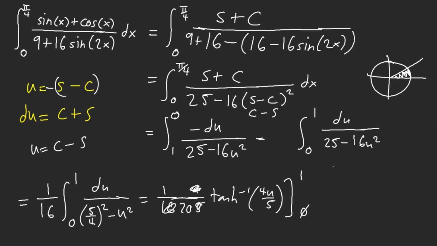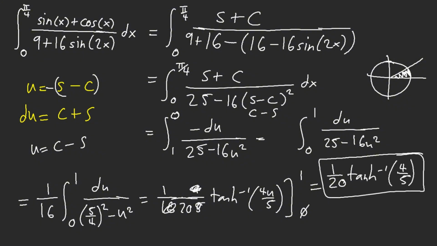So our answer is going to be 1 over 20 inverse tangent of 4/5. You can honestly just leave your answer like that. If this wasn't here, if we didn't have bounds, then you can go ahead and move on. Safest thing is this: it depends on the bounds. So whether it's s minus c or c minus s, it depends on the bounds.